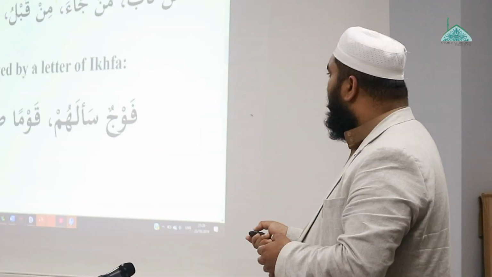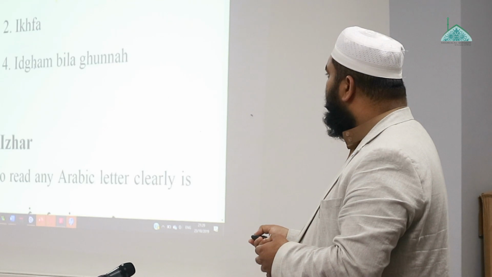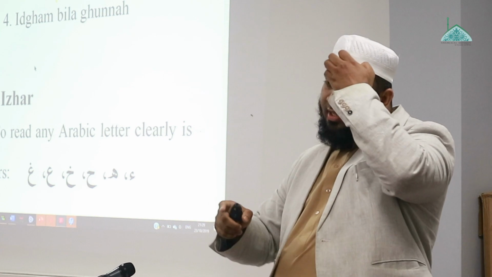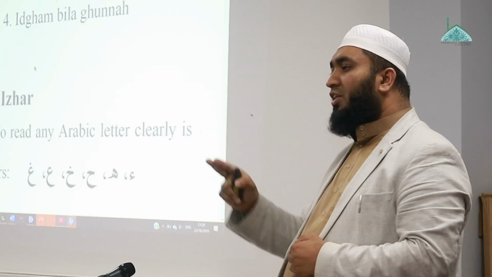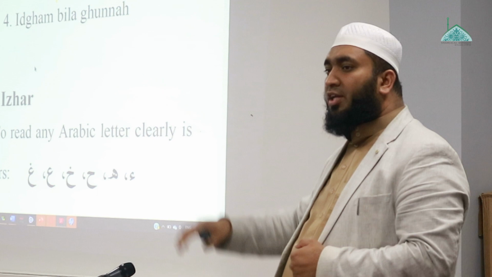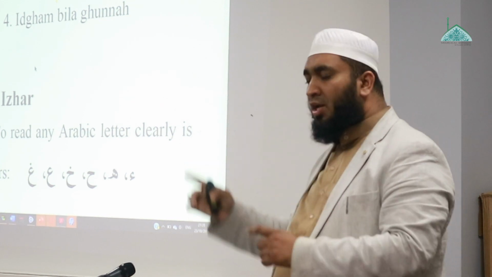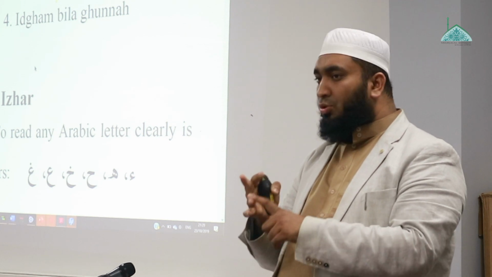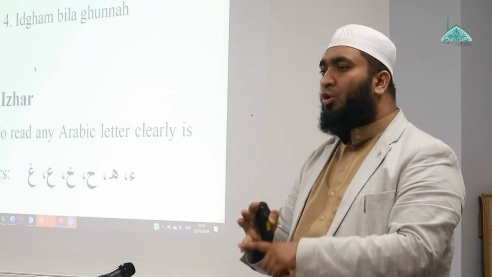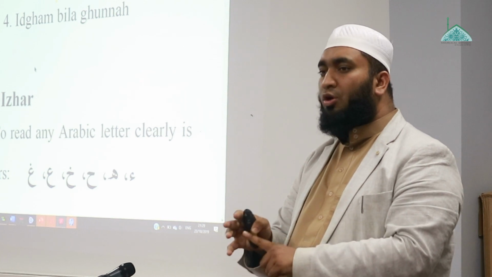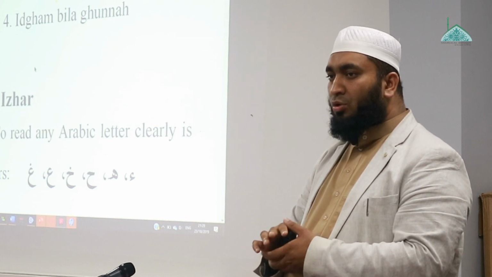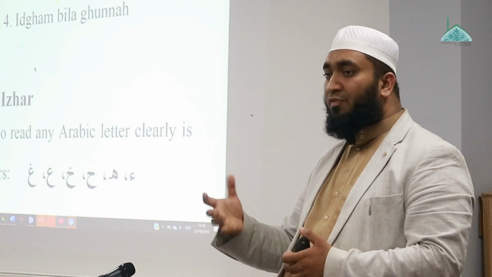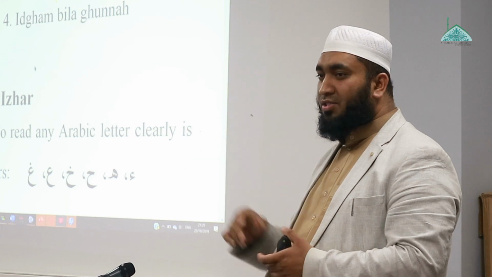MashaAllah. So these are the 5 rules of Nun Sakin and Tanween. Whenever we see in the Quran either a Nun with a Sakin or double Zabar, double Zer, double Pesh, it has to be one of these 5 rules. Either we read it clearly, or we read it with Ghunnah, or we merge it with Ghunnah, or we merge it without Ghunnah, or we change the Nun Sakin and Tanween into Mim. These are the 5 rules that we read every day in our recitation. So whenever we find it, we need to apply this rule.